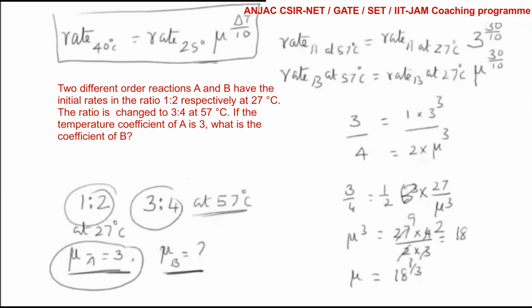You should have the ready reckoner. 2 cube is equal to 8. 3 cube is equal to 27. The value is in between these.